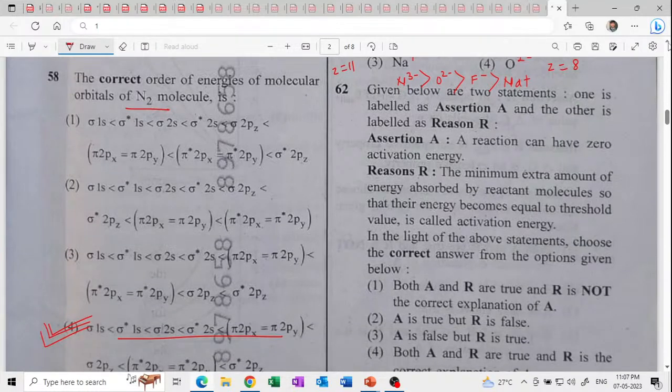Next question from the periodic table. Given below are two statements. One is labeled as assertion, second is labeled as reason. A reaction can have zero activation energy. Correct. A reaction can have zero activation energy.